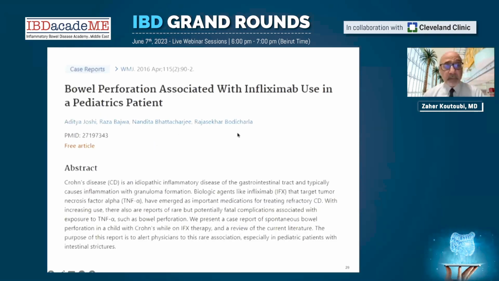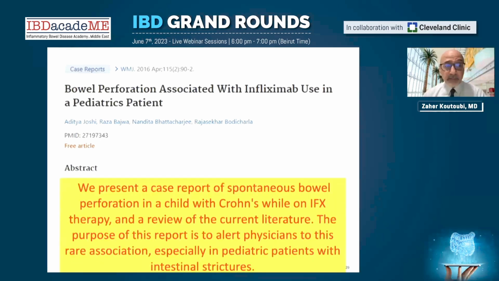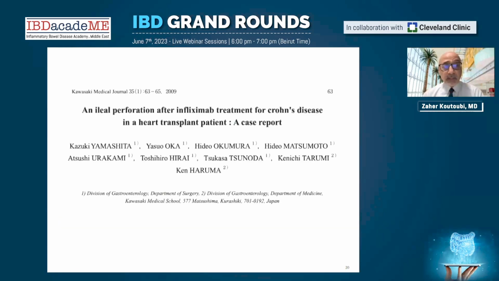Another case by Wisconsin Medical Journal. Again, they're describing bowel perforation in a pediatric patient. And again, this is 2016, also quite old. And another case from Japanese Medical Journal, also an ileal perforation after infliximab.